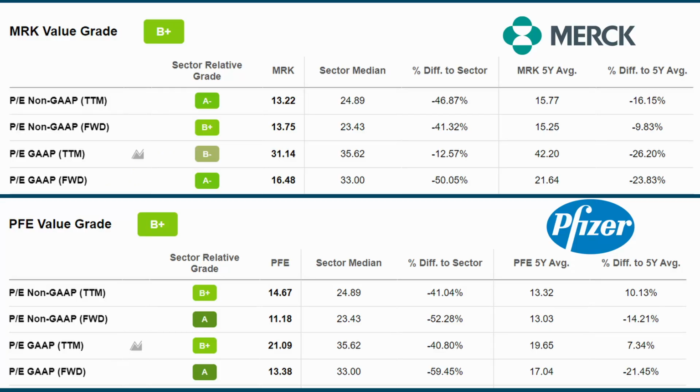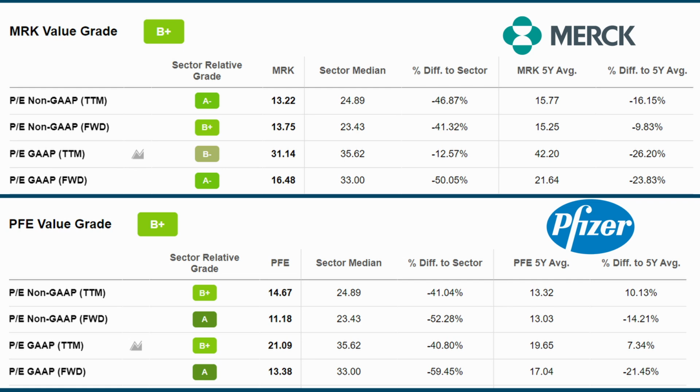Now, let's take it to the next level and say we've decided we do want to invest in the pharmaceutical space, and we're trying to decide between Merck and one of their big competitors, Pfizer. I'm going to put Pfizer's information on the screen here at the same time. Going back to where we started, the PE ratio for the trailing 12 months for Merck is 31.14. Pfizer, do the math, is currently valued at 21.09. In isolation, again, you would say, wow, it seems like Pfizer is in fact undervalued relative to Merck.